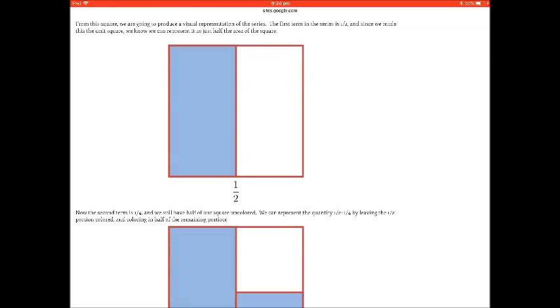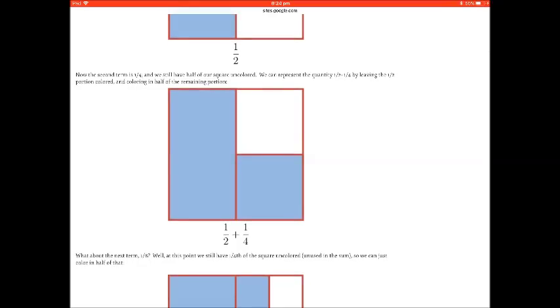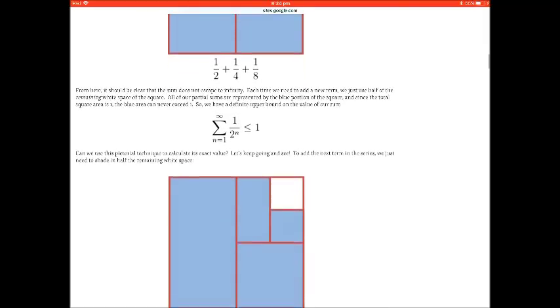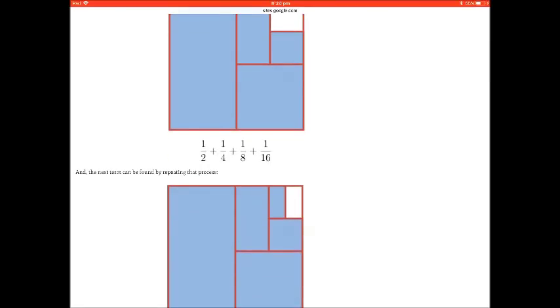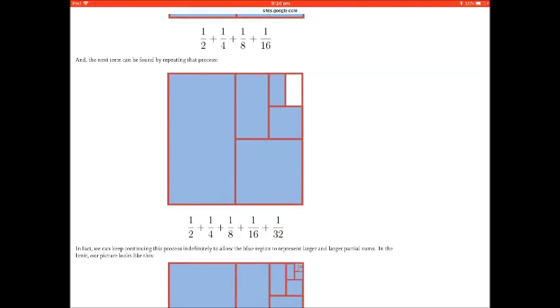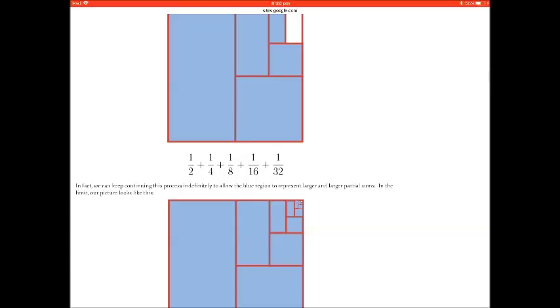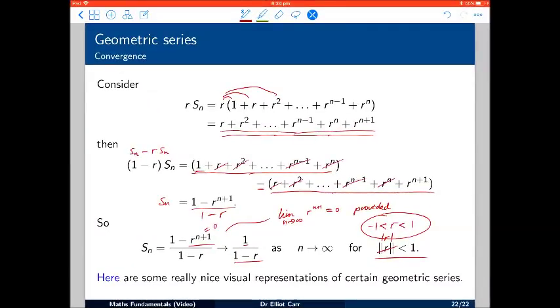If I consider a unit square, a square of length 1, then 1/2 of that looks like this. I want to add 1/4 of that to it, add 1/8, add 1/16, add 1/32, and so on. Obviously this is going to just keep on approaching the value of 1.